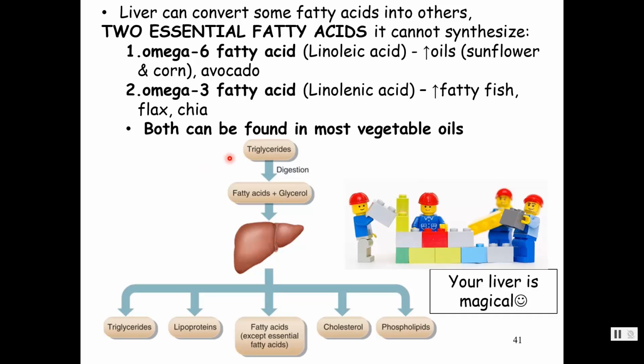So this is just kind of showing triglycerides. We digest them to fatty acids and glycerol. We'll store our fats as triglycerides. We can make lipoproteins, which I'm about to talk about. Fatty acids, except the essential fatty acids, are used in our cell structures. We have to make cholesterol and then phospholipids. So your liver can manage all of your fats based on your body needs. So yep, it's magical. There you go.